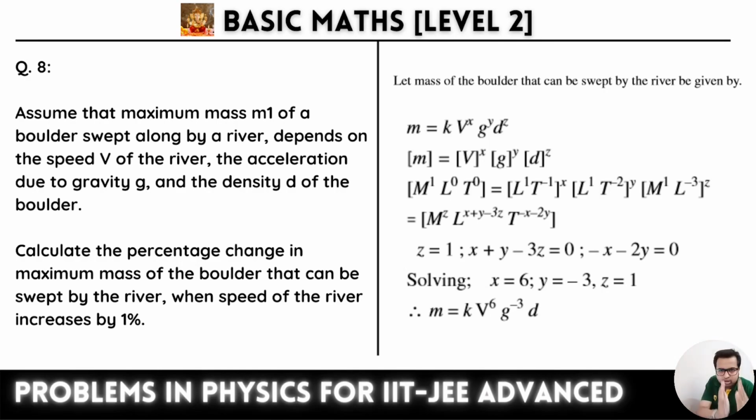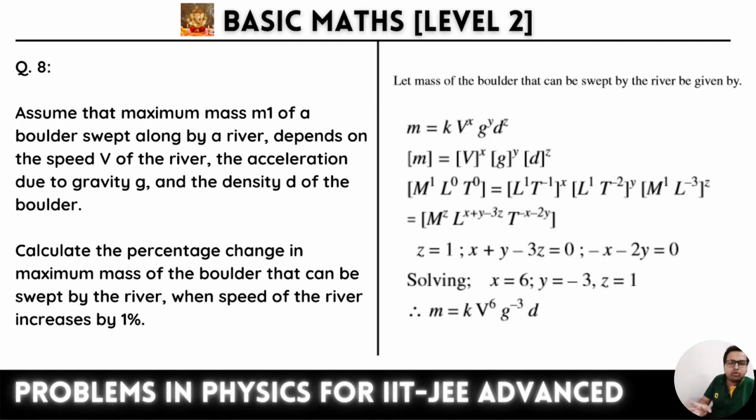You just group all the parameters like M, L, T and you compare the powers. So after grouping and comparing the powers, you get z to be 1, x plus y minus 3z is equal to 0, and minus 2x minus 2y is equal to 0. On solving, you get x is equal to 6, y is equal to minus 3 and z is equal to 1. And definitely you just substitute the values and you derive the equation.